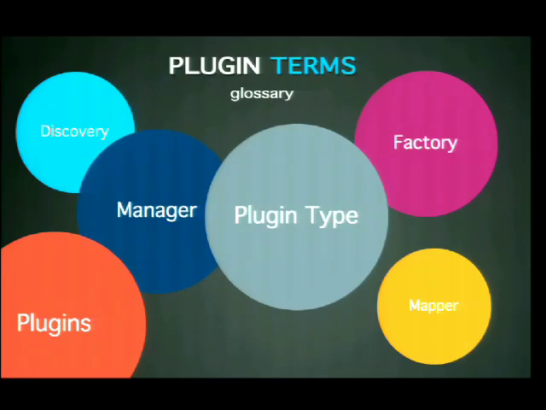So really quickly, we'll run through a glossary of terms. We have a whole bunch of things that we throw around when we start talking about plugins: plugin types and managers and discovery and factory and mappers and plugins themselves, and all of this can be kind of daunting. So I've tried to put it together into a fairly concise visual representation of how this code flows, and we'll talk about what really is specific to Drupal and what would have worked anywhere anyhow, right?